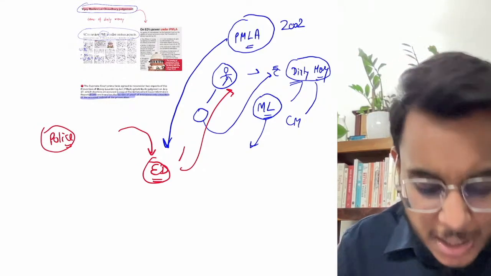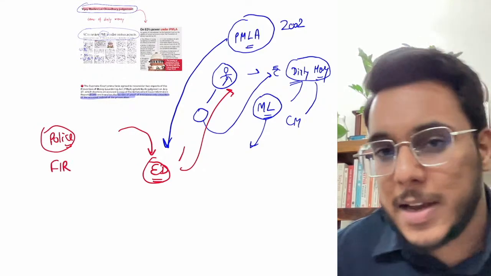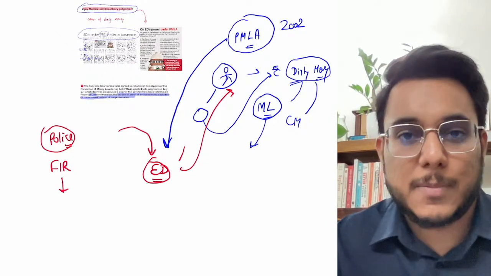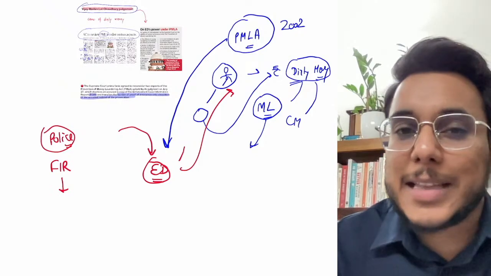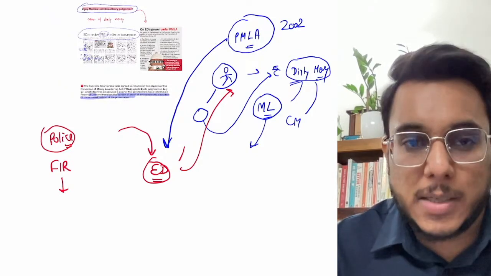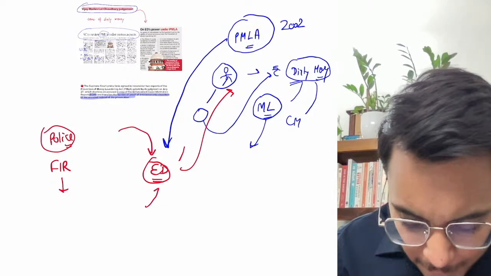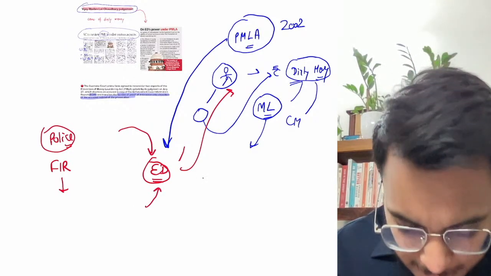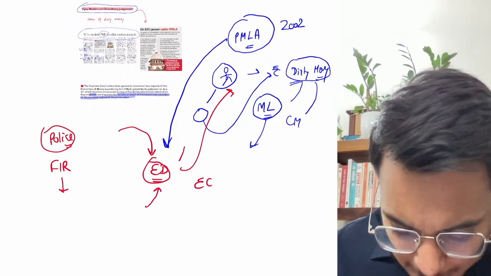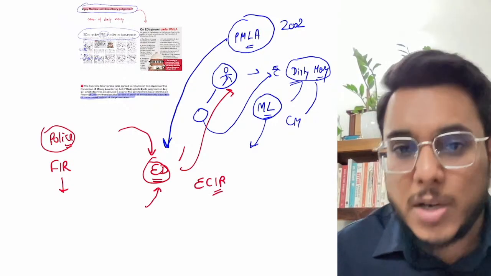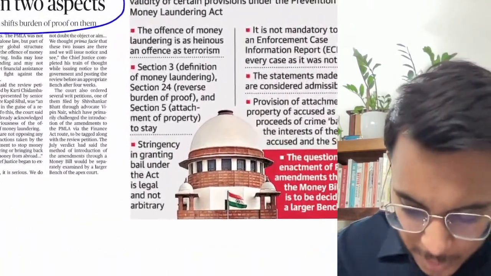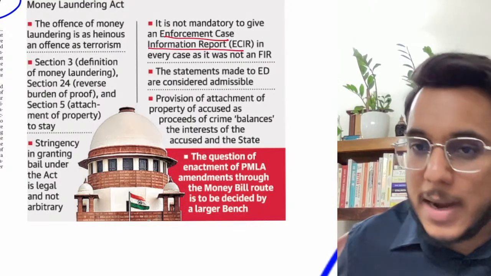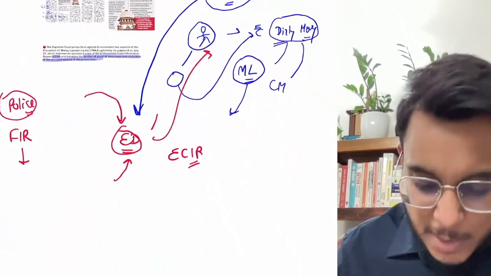Now guys, when there is a general crime, an FIR is filed. It is mandatory that the FIR has to be given to the accused person. Now when the case is filed under the ED, under the PMLA, the ED registers an ECIR, the Enforcement Case Information Report. It is filed by the ED.